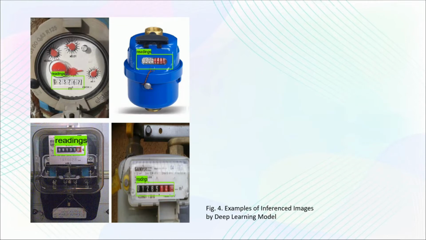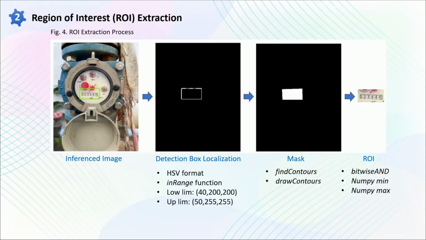Figure 4 shows the examples of inferenced images by the deep learning model. It can be observed that the meter reading area has been framed with a detection box. Next is the region of interest extraction. It's important to extract the ROI by removing the area outside the detection box and keeping the area within the box, where the meter's reading is located, so any unintended characters will not be recognized during the OCR process.